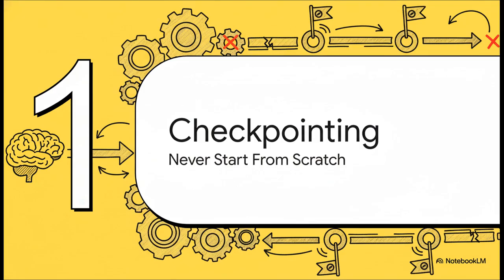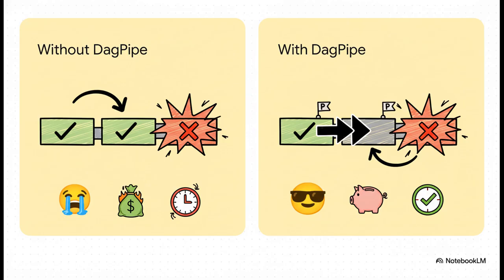It's all about checkpointing. This slide just nails the difference. On the left, you've got your standard pipeline. It hits an error at step 3, and boom, you're right back at square one. You have to rerun and repay for the first 2 steps. But look at the right. With dagpipe, each successful step gets checkpointed. So when step 3 crashes, you just rerun the script, and it intelligently picks up exactly where it left off.